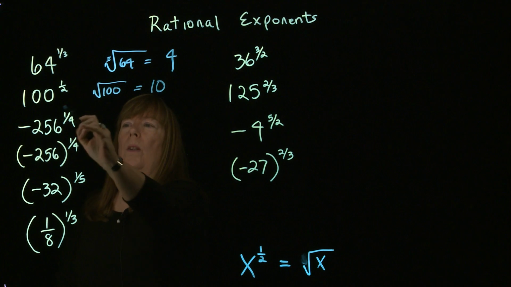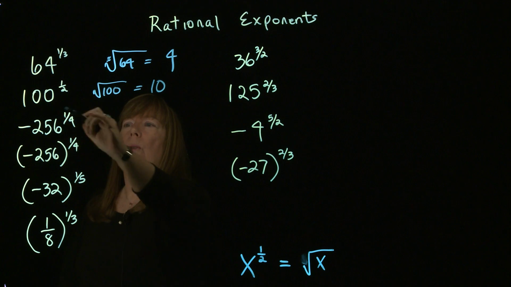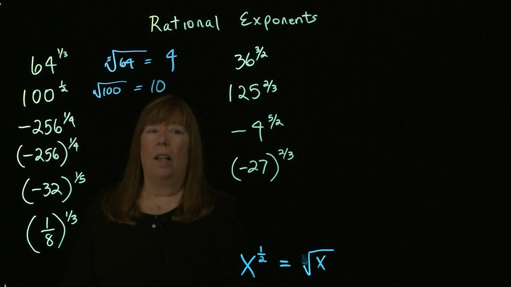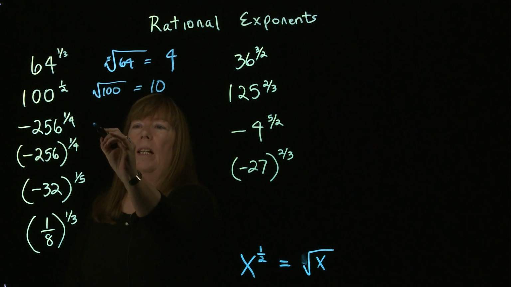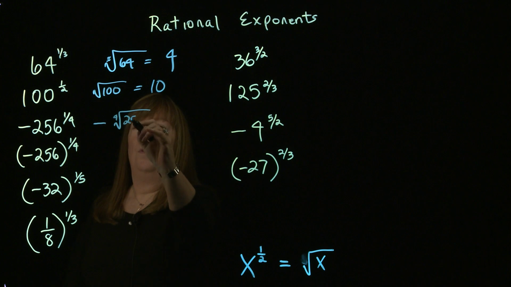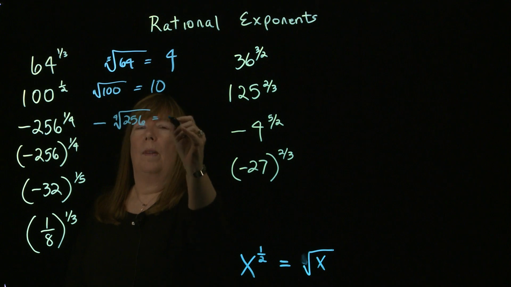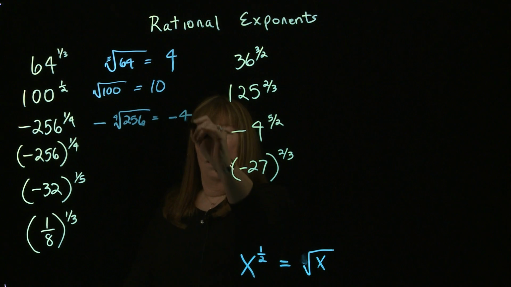Okay, on this one, without parentheses, that exponent only goes to the number. The negative sign is not part of the number because there are no parentheses. So we're going to keep this on the outside, and we're going to do the 4th root of 256. And the 4th root of 256 is 4.